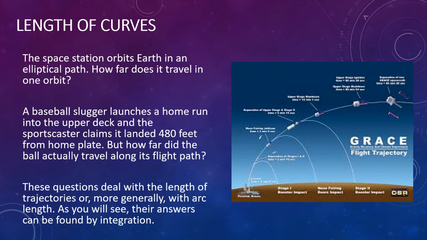Another type of problem: a baseball slugger launches a home run into the upper deck and the sportscaster claims it landed 480 feet from home plate. But how far did the ball actually travel along its flight path? Here you can see an example of a trajectory.